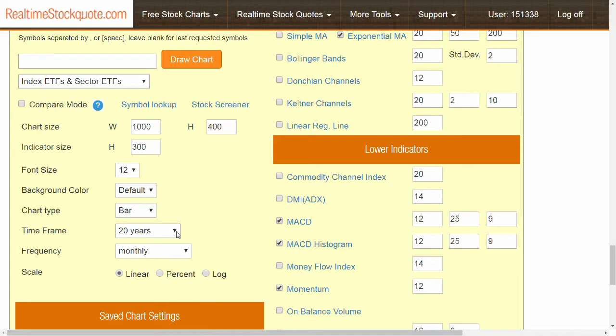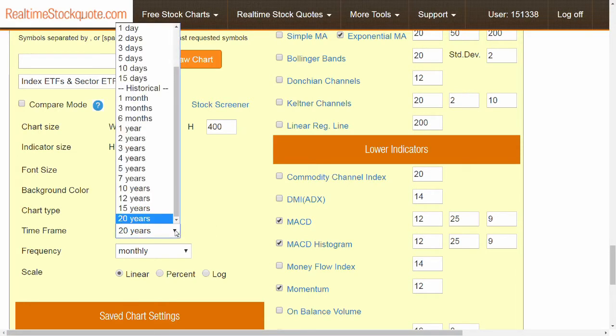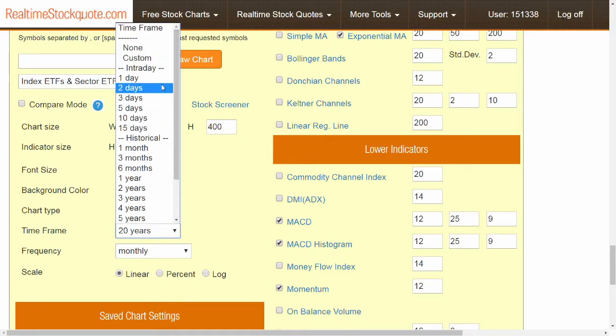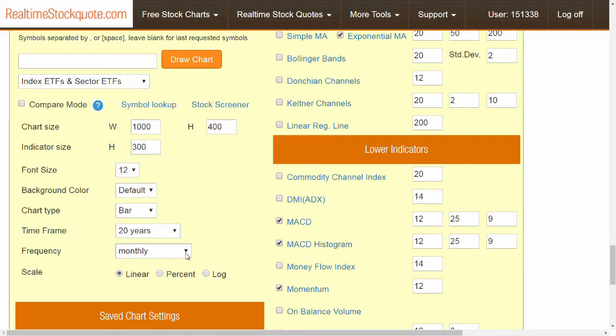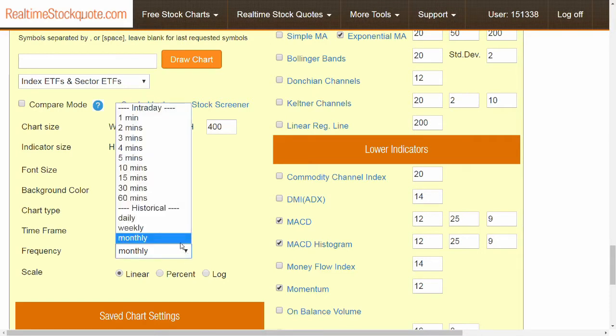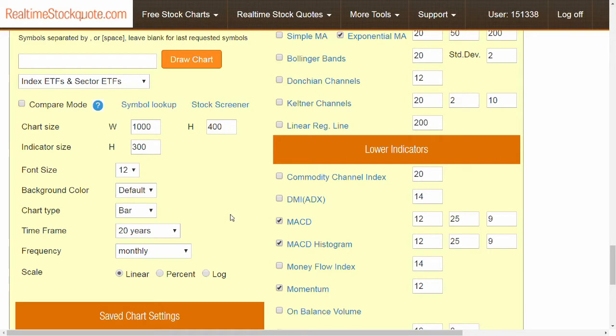The time frame here is 20 years. I start out with 20 years monthly, but in the time frame you can go all the way up into intraday to 1 day. And in the frequency, you can go daily as well as weekly, but then you can go intraday all the way from 60 minutes down to 1 minute. But basically, I start out with a 20-year monthly, and then move my way down.